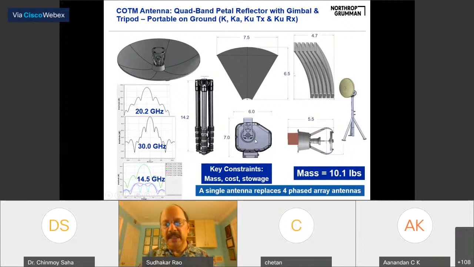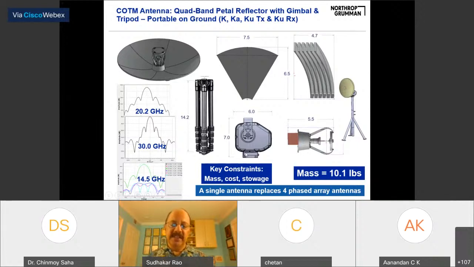So it's mounted on a very lightweight gimbal mechanism. With the gimbal, it can scan plus minus 90 degrees in elevation and 0 to 360 degrees in azimuth. So there's a COTS gimbal available from a manufacturer in the US. So very inexpensive, about $2,000. And then it's mounted on a graphite tripod structure so that the soldier can carry it independently. You can disassemble and carry separately.